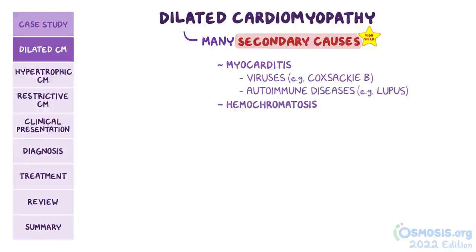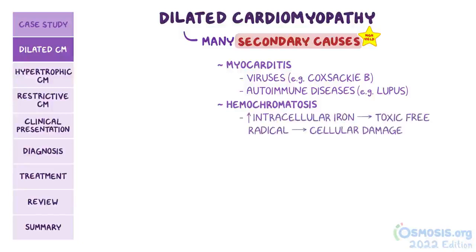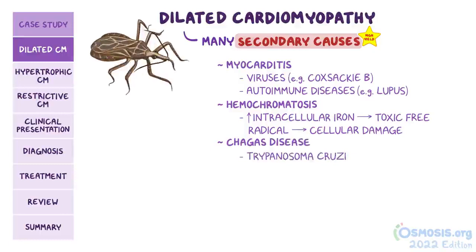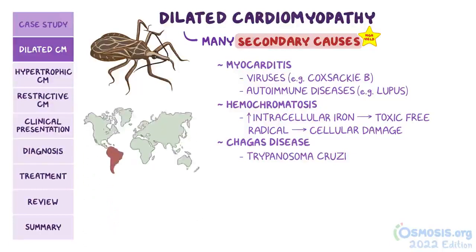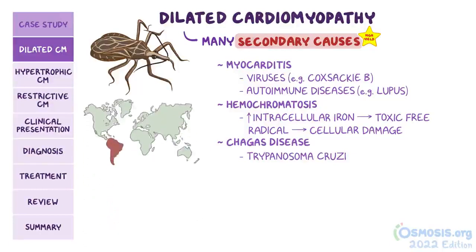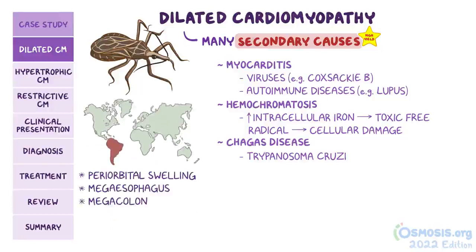Hemochromatosis is a disorder of iron overload in which excessive iron can be deposited in many organ sites, including the cardiac muscle. Too much intracellular iron can act as a toxic free radical, resulting in cellular damage. Other causes include Chagas disease, a parasitic infection caused by Trypanosoma cruzi, which is transmitted by the kissing bug. A clue on the exam would be someone who recently traveled to South America and also has other clinical features like periorbital swelling, megaesophagus, and megacolon.